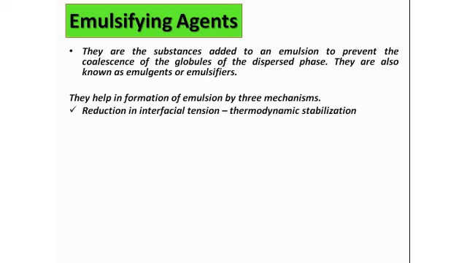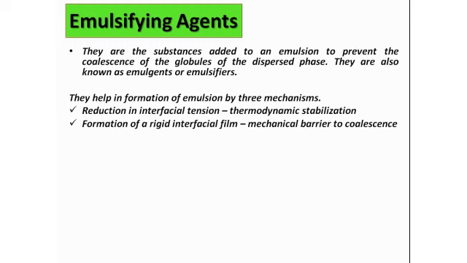Actually these emulsifying agents help in the formation of emulsion by three basic mechanisms. The first mechanism is the reduction of interfacial tension, means it will try to reduce the surface tension, and thus it will induce thermodynamic stabilization in the emulsion. The second mechanism is the formation of a rigid interfacial film. Interfacial film means at the interface of the oil and water, which will lead to the formation of a mechanical barrier, and this mechanical barrier will prevent the coalescence. Coalescence means aggregation of the oil droplets.